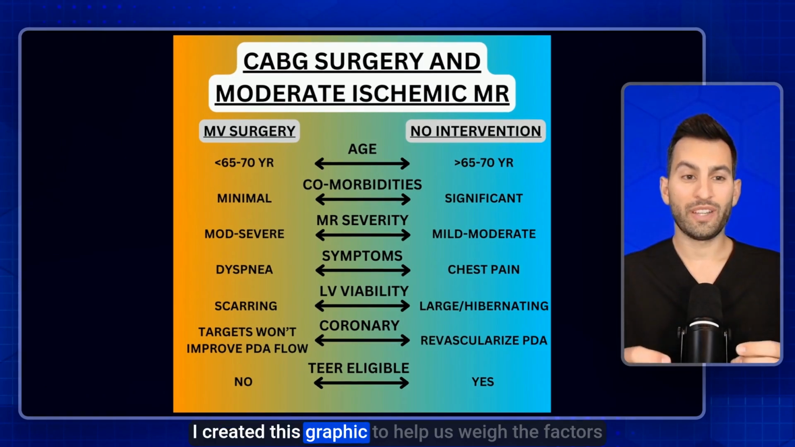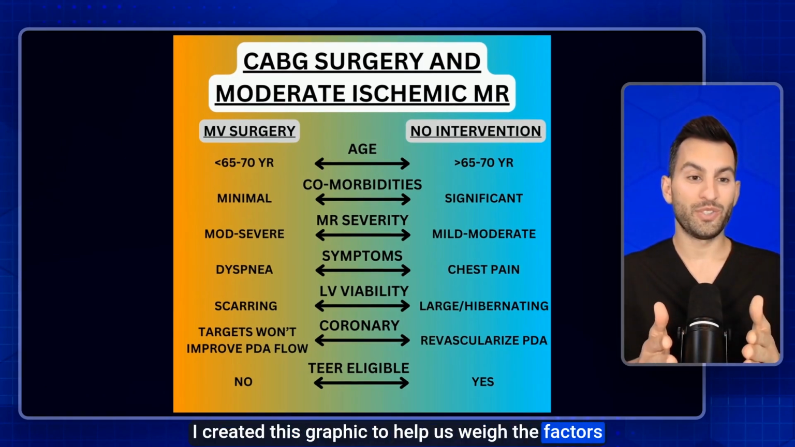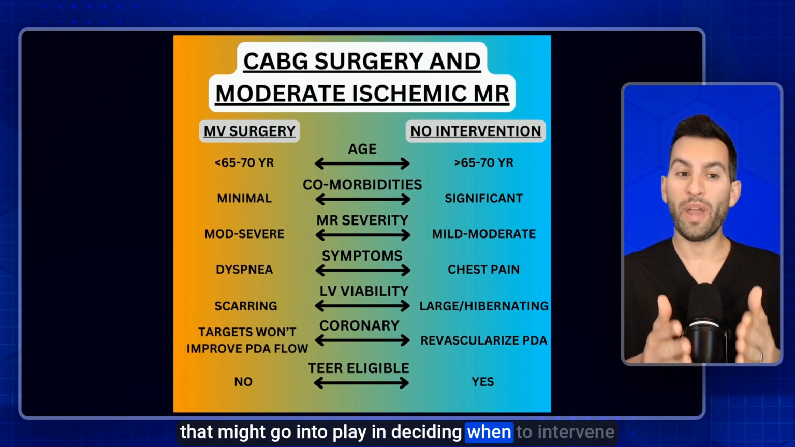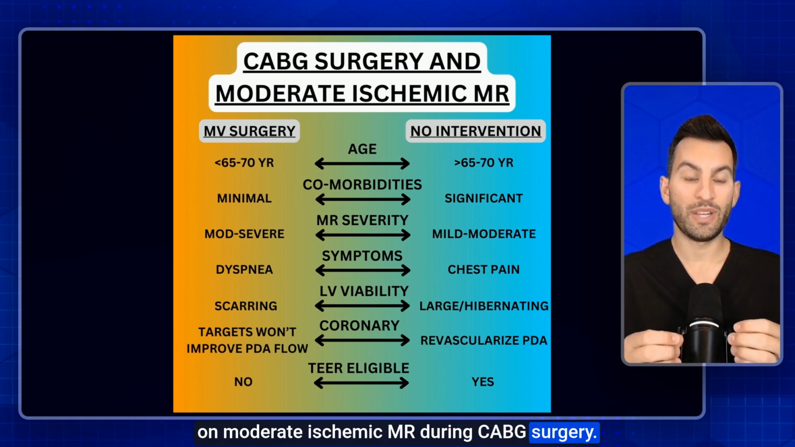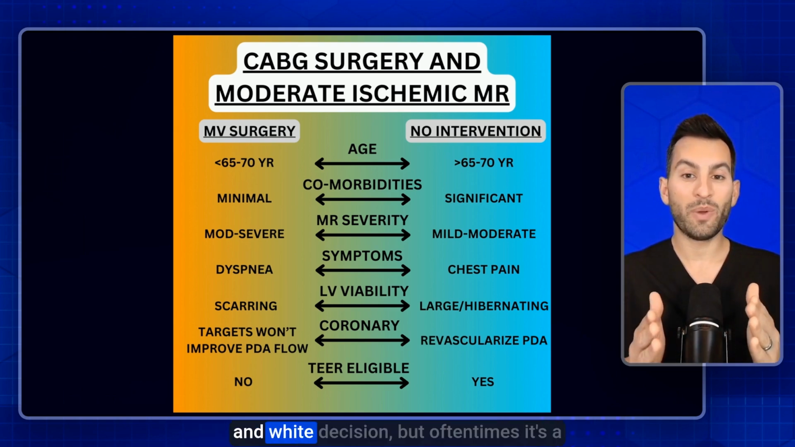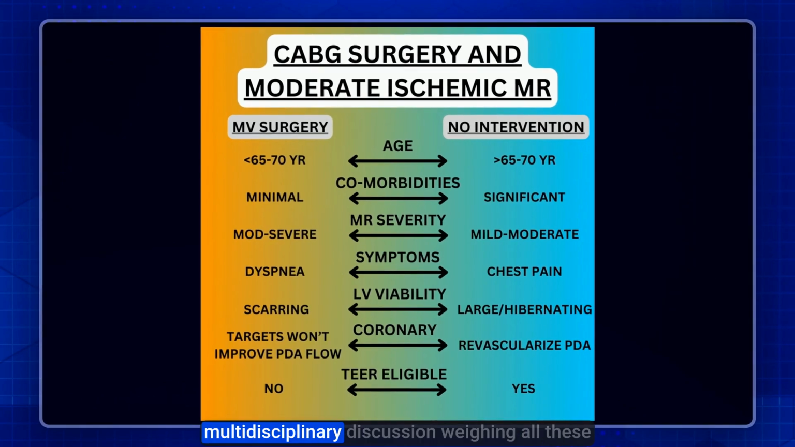I created this graphic to help us weigh the factors that might come into play in deciding when to intervene on moderate ischemic MR during CABG surgery. There are a lot of factors, and it's not a black and white decision, but oftentimes it's a multidisciplinary discussion weighing all these factors and what might be best for the patient.